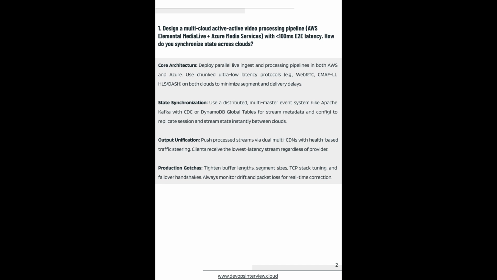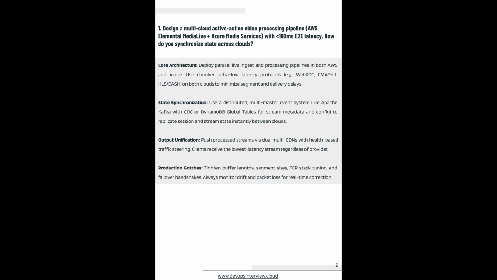What you really need to watch for are subtle things, often intermittent. 1, intermittent state drift. This is that split brain problem. Maybe for a few seconds, AWS thinks the stream is configured one way, and Azure thinks it's slightly different. It might resolve itself, but it indicates an underlying sync issue.